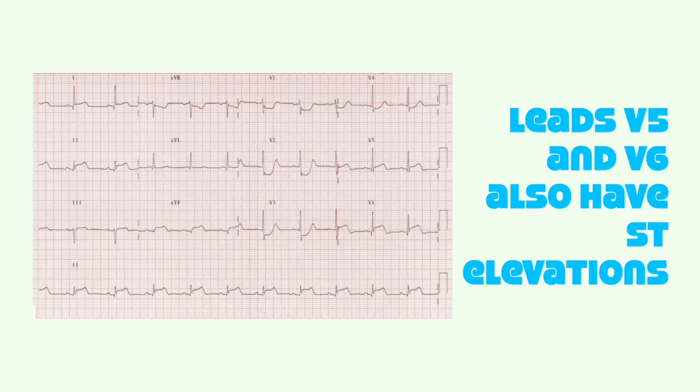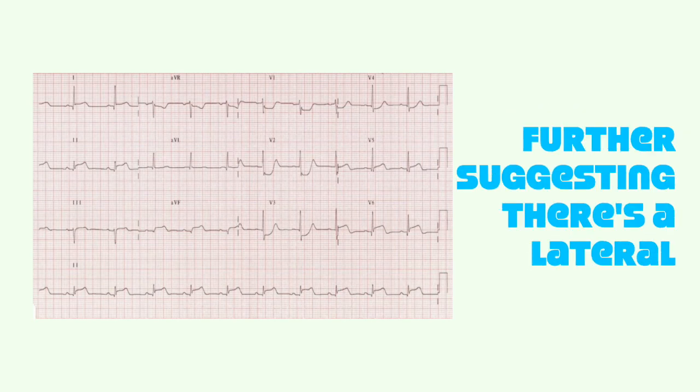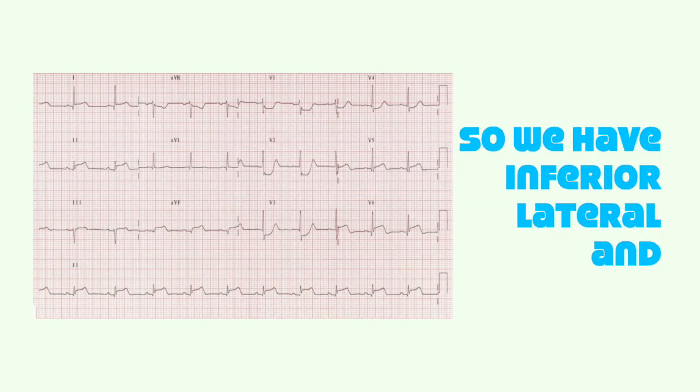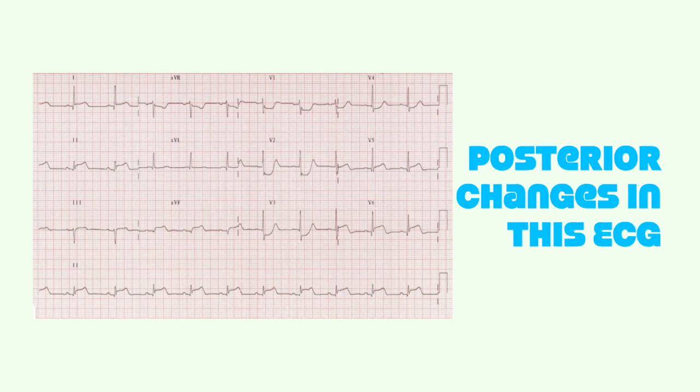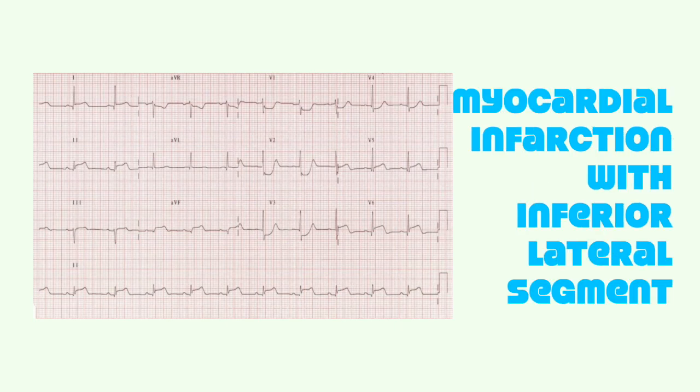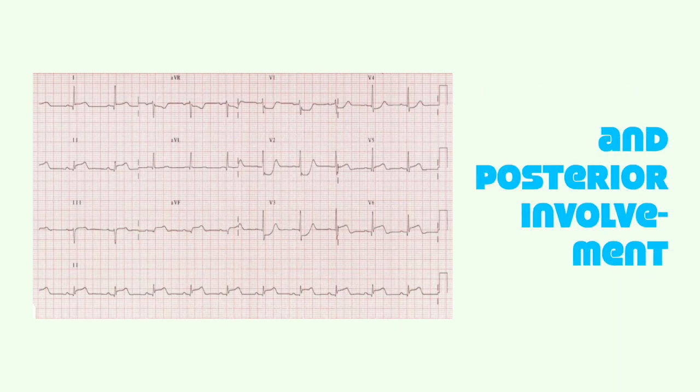Leads V5 and V6 also have ST elevations, further suggesting there's a lateral aspect involved too. So we have inferior, lateral and posterior changes in this ECG. Hence, we can call this a myocardial infarction with inferior lateral segment and posterior involvement.